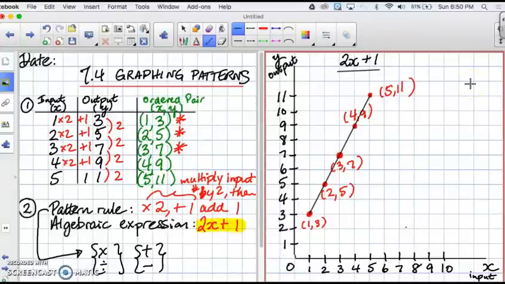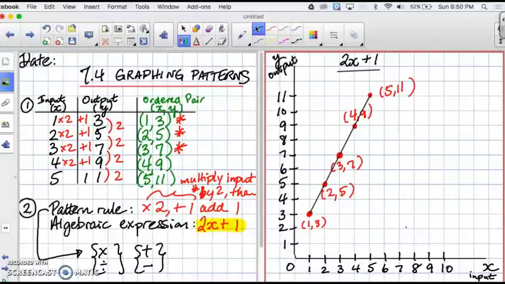Now, as you can see on the graph, it's another grid representation of the pattern. We have the t-tables as one representation. We have the ordered pair as another representation. And finally, a third representation is the graph.